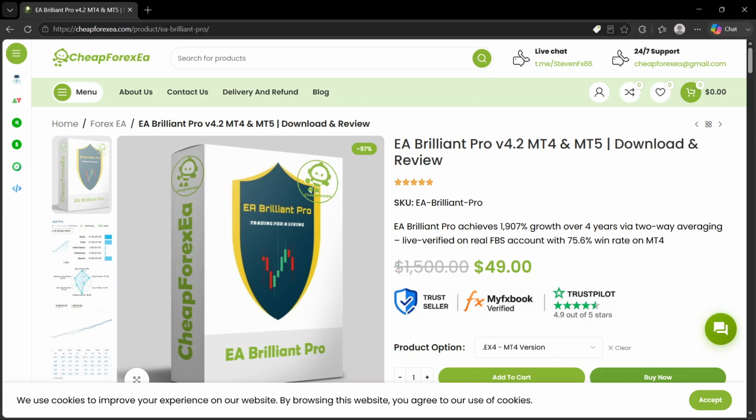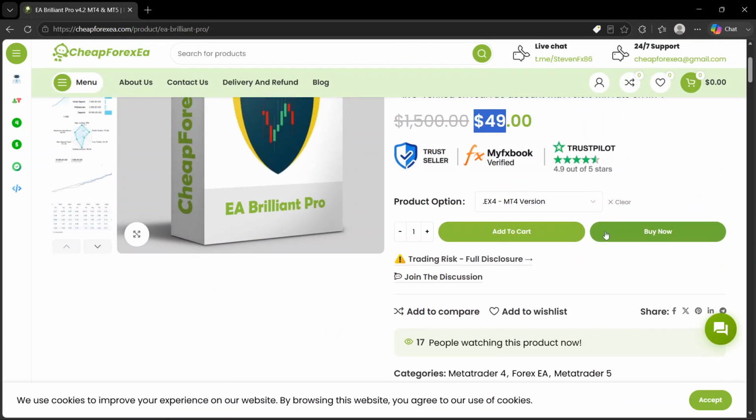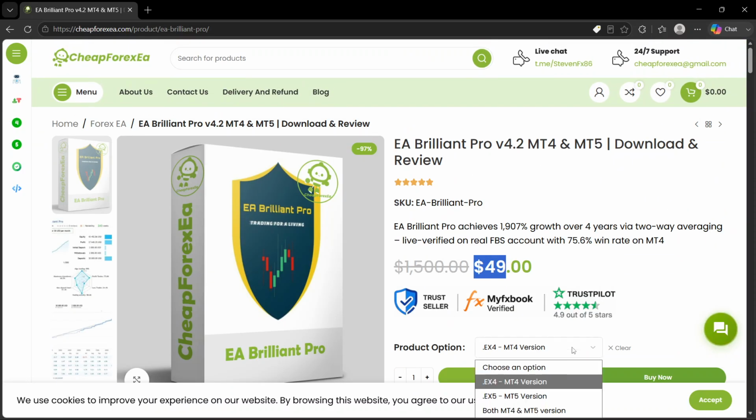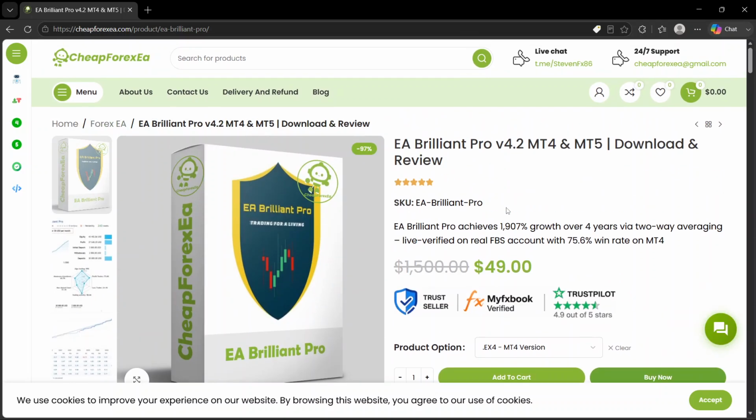Now it's listed as $1,500, but it's on promo right now for $49 on their site, and you can get it through Visa, Mastercard, and Apple Pay. Like I said, they have the MT5 version and the MT4 and 5 version. You can see it costs more for the MT4 and 5 version, and MT4 and MT5 respectively cost the same. So if you're the type of trader that uses both and don't want to buy two separate versions, you can just get this one.